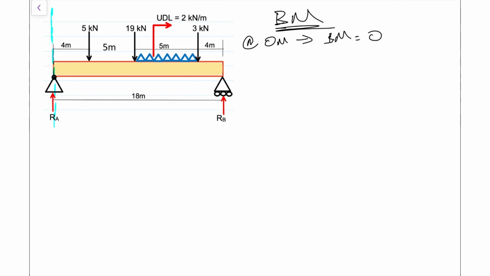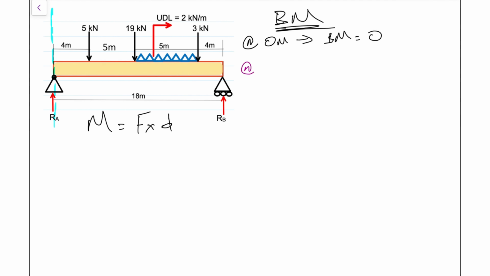And just in case you don't know, the formula we're using to calculate bending moment is just moment equal to the force multiplied by perpendicular distance. Good, so that first point then is done for the bending moment. And now we're going to go to at point 4 meters.